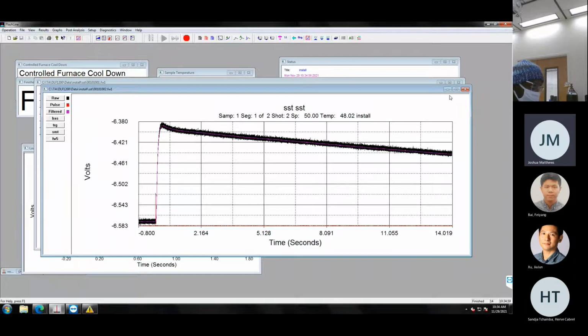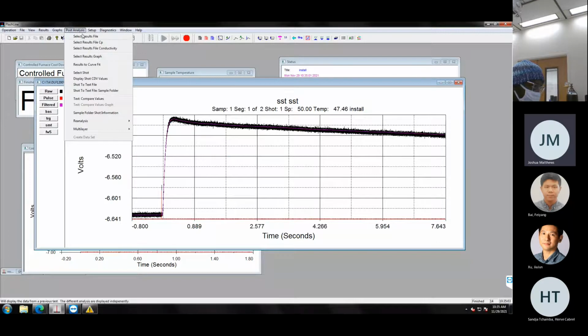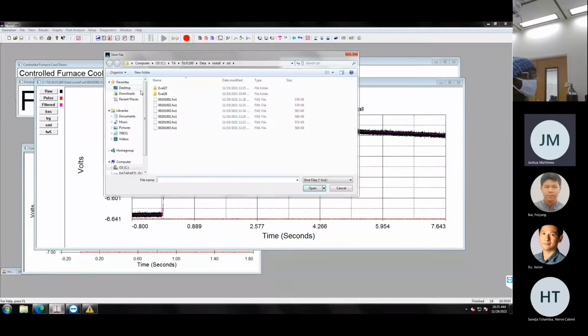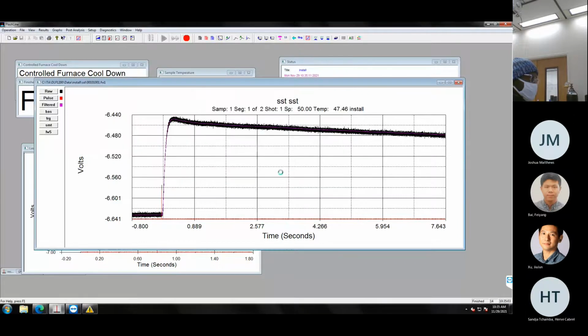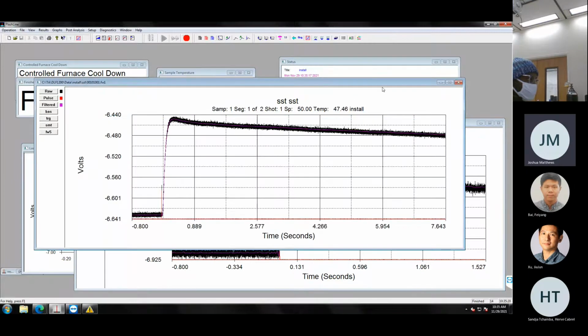And I'm going to hold this shot here, and I'm going to open one of the shots from the first test that we ran. Let's open that. That was this one. So you can see there's a big difference here.